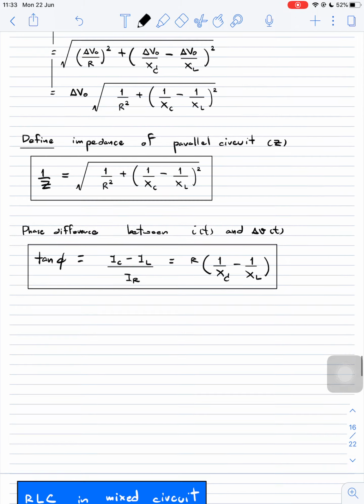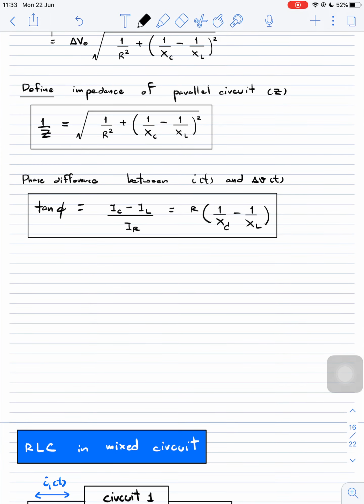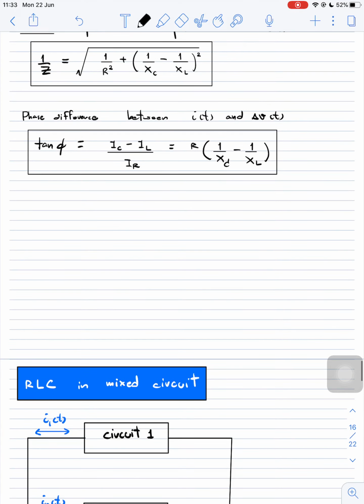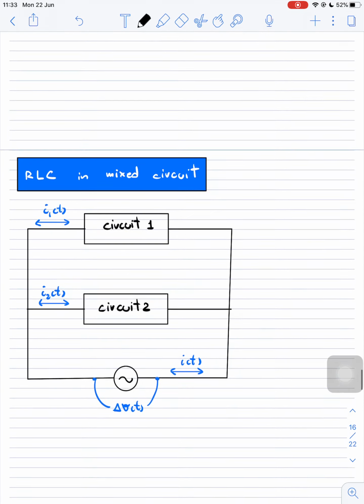Okay, this is what we get. So examples of the RLC in the parallel circuit, we give later. But now let's talk about the RLC in the mixed circuit. This one.